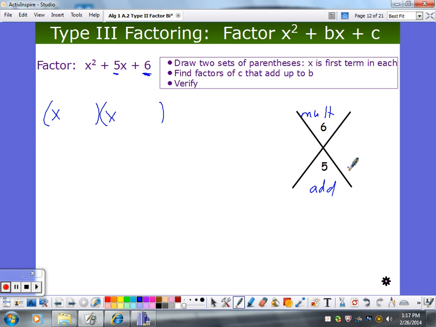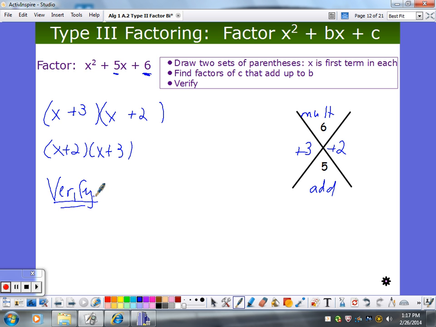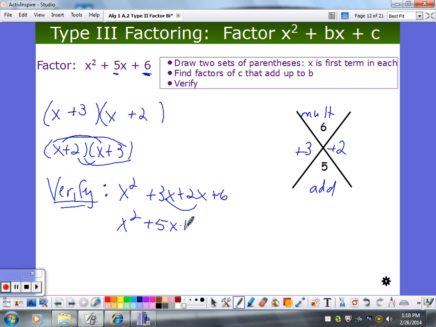What you got there? 3 and 2. And these are positive numbers, right? So positive 3, positive 2. Did you say x plus 2, x plus 3? Absolutely, either way. How do you verify? And again, you don't want to skip this step. I still do it. I do it in my head now, but I still do it. So you do x times x, x times 3, 2 times x, 2 times 3, add the middles. Works, right? They match. And that's it. That's type 3. That's all you gotta do.